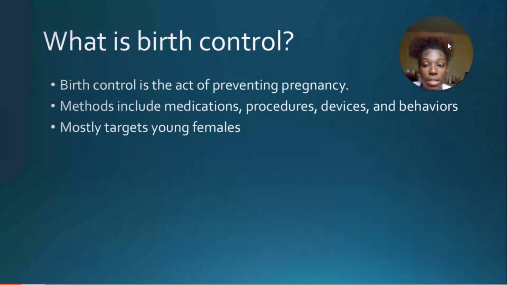Who does birth control target? It mostly targets young females and really anyone who doesn't want kids and has unprotected sex. But birth control can also be for your menstrual cycle. Like if your menstrual cycle is irregular or too heavy, you could get on birth control to lighten it up or just change it.